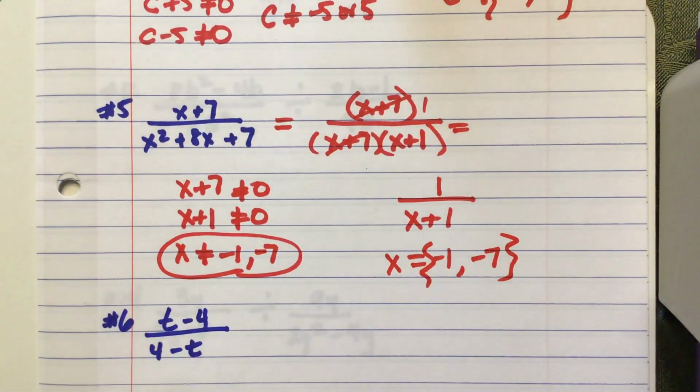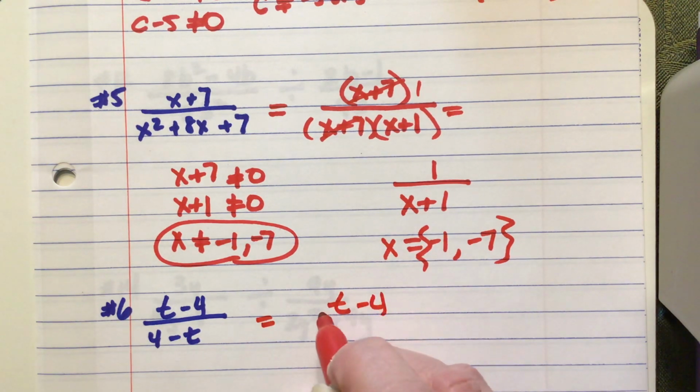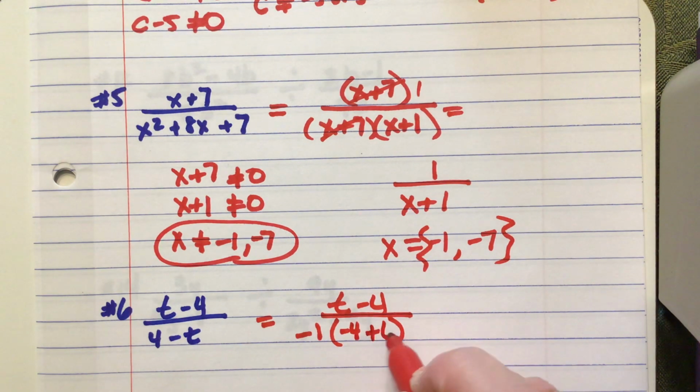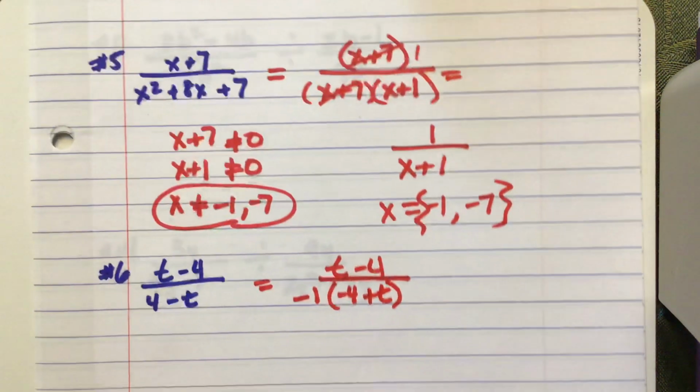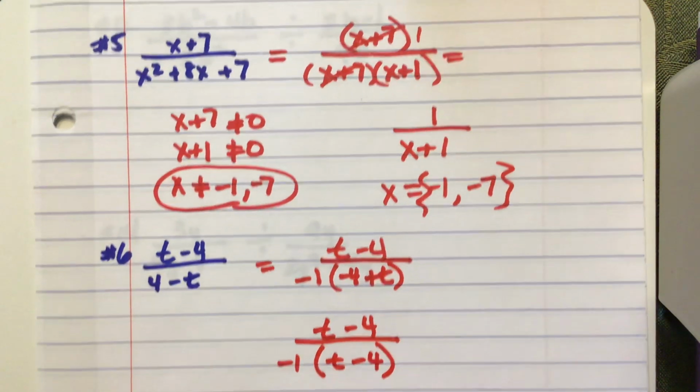Number 6 is t minus 4 over 4 minus t. Now they look very similar. So what I'm going to do is leave the top as it is, t minus 4, and I'm going to factor out a negative 1 out of my denominator. Now if I divide by negative 1, I get negative 4, and I get a plus t. And now I'm just going to rewrite that. So it's t minus 4 over negative 1 times, I'm just going to reverse this, t minus 4 again.